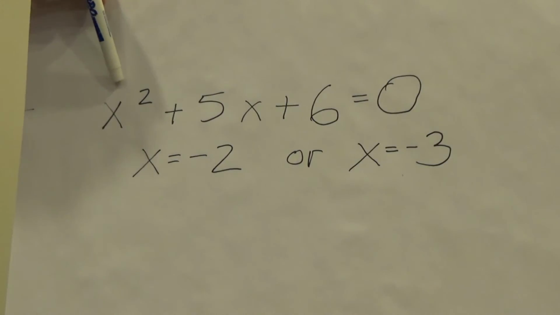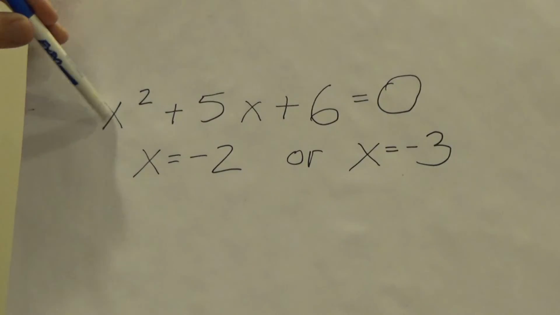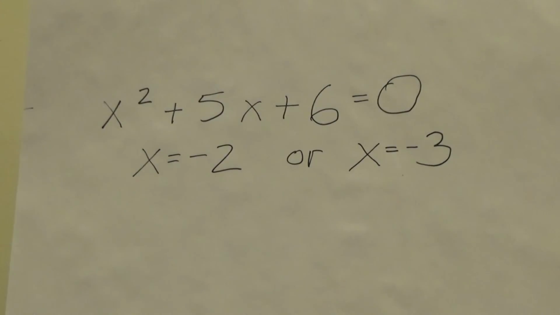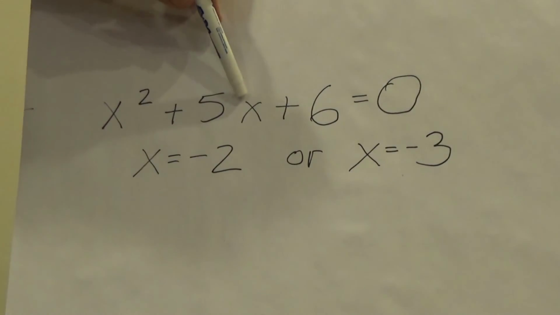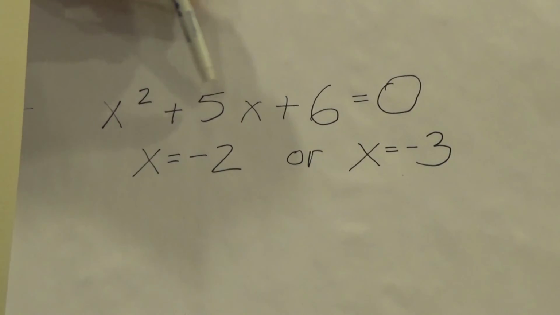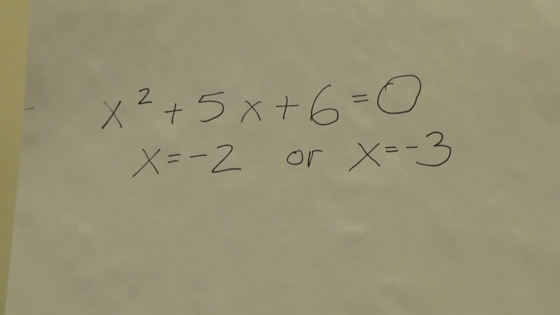Negative 3 squared. 3 times 3 is 9. Negative times negative is positive. So we have positive 9 here. If we have negative 3 for x, this would be negative 15. 9 minus 15 is negative 6. Plus 6 equals 0. So that's just one example of using the quadratic formula.